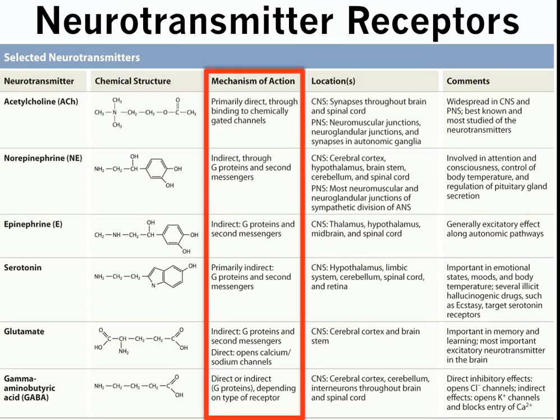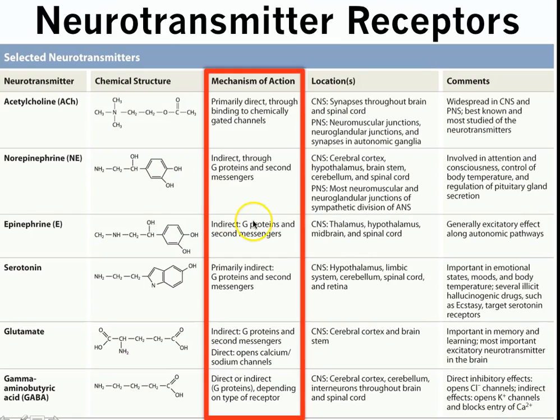For example, here for acetylcholine, we can see that it says primarily direct through binding to chemically gated channels. All right, so we're going to be talking about exactly what that means, that we have a chemically gated channel, and the fact that this says primarily direct gives us a clue that it's not always direct, because there's actually a different type of receptor that acetylcholine can also bind to. So it can bind to two very different types of receptors that confer very different functions in cells.